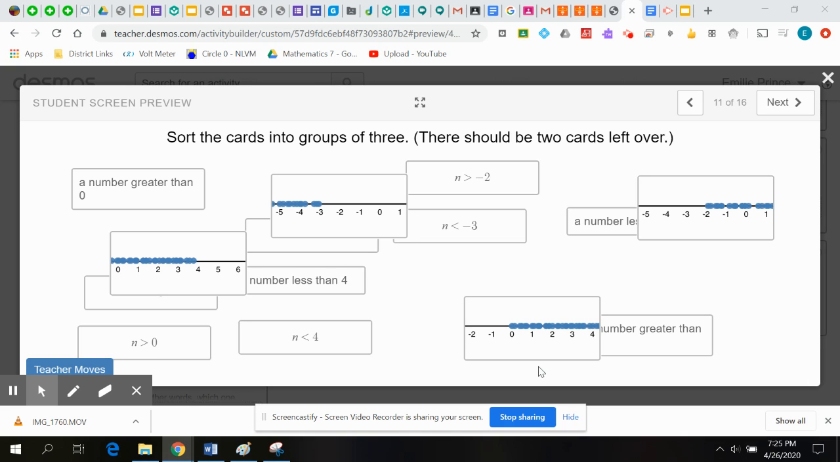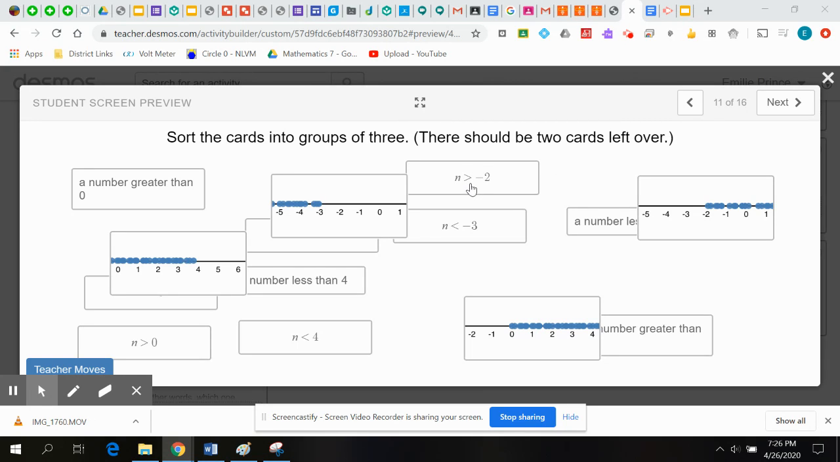Let's go over the Desmos activity from a couple of weeks ago. It's really important that we are able to read these inequalities and match them up with the appropriate number line and wording. So we are going to sort the cards into groups of 3, and there will be 2 cards left over. So let's start right here.